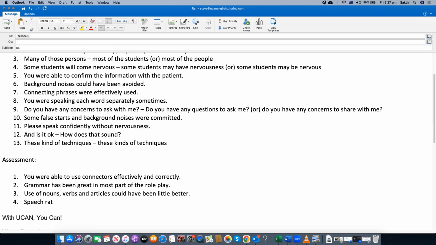Speech rate could be improved a little bit because you spoke at a very slow pace. So you could have improved the speech rate. All right, so that's another recommendation that I have. Speak at a higher volume, because you're not speaking at a higher volume. Your voice is very low. So it's better to speak at a higher volume.